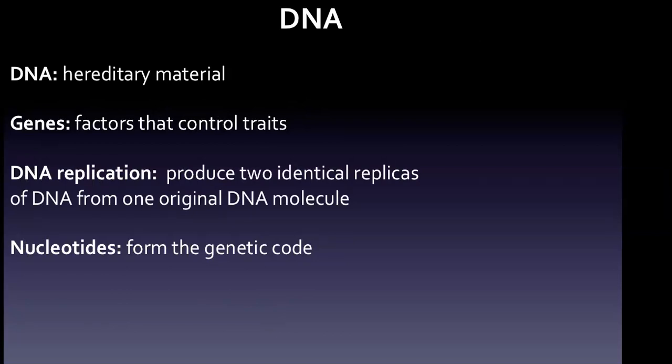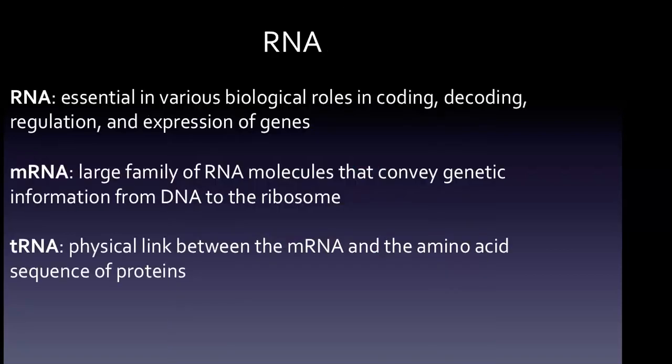And then nucleotides, they bind together in specific patterns to form the genetic code that defines a given trait. Okay, and so that's all the stuff we really want on DNA. And so let's jump over double helix and into RNA.